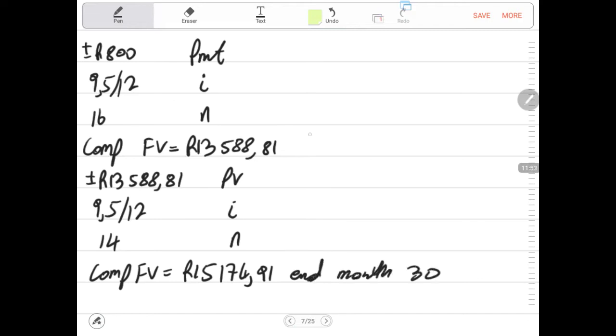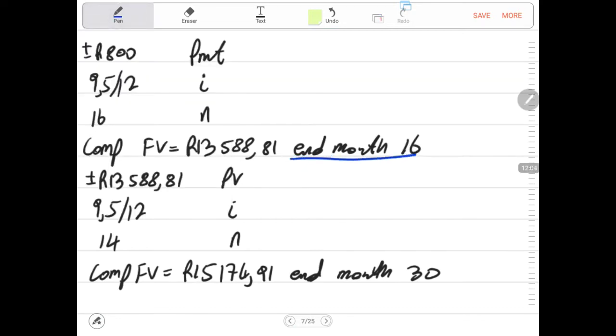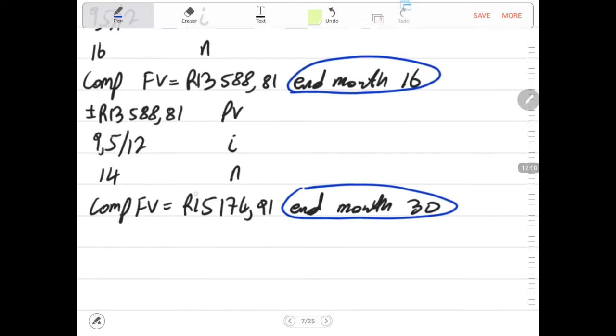And this is future value at month 16. So these future values are for different purposes. At the end of the day, they lead us to the amount that we need. So now this is what is in the account, very important. This is what is in the account at the end of month 30.